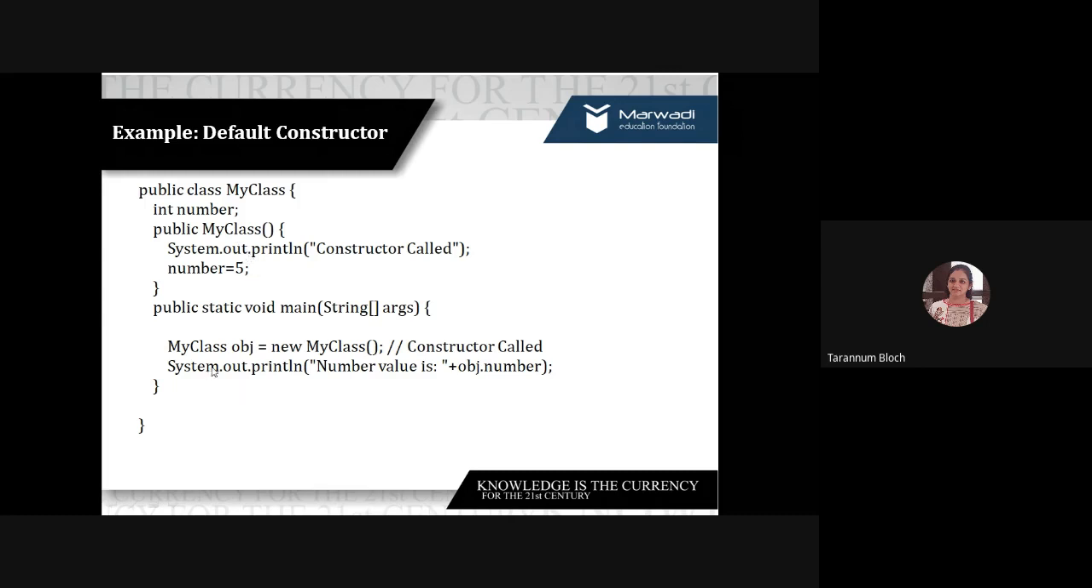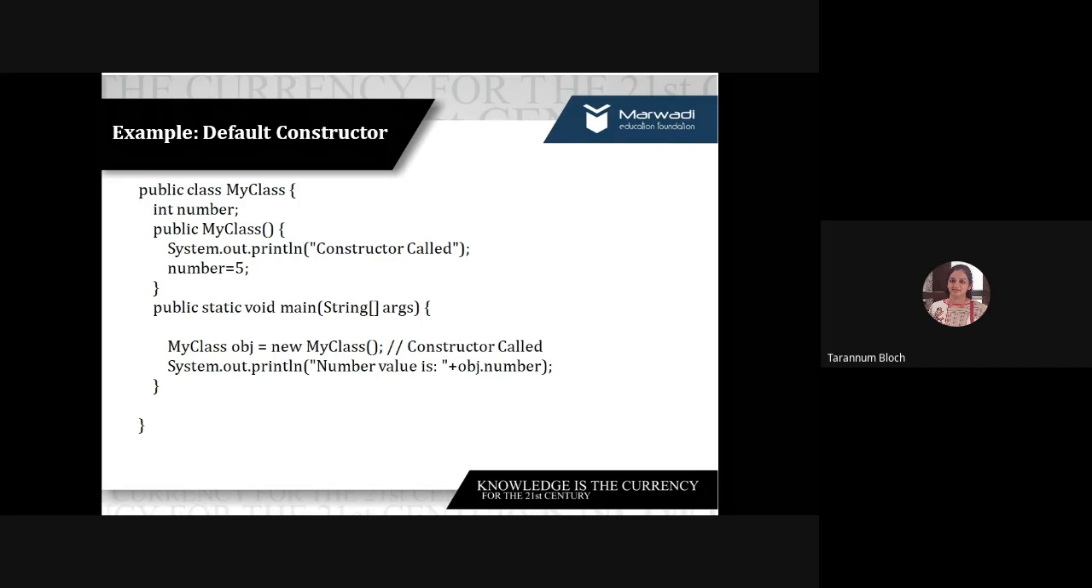And now if I write System.out.println number value is, and if I want to use this variable, which belongs to my class, I need to write the object name, which is obj.number, which will give me access to this value. So can anyone tell me what will be the output of this program? This is an example of a default constructor. Default constructors are no-argument or non-parameterized constructors, which will be called automatically whenever we are creating an object. So what will be the output?